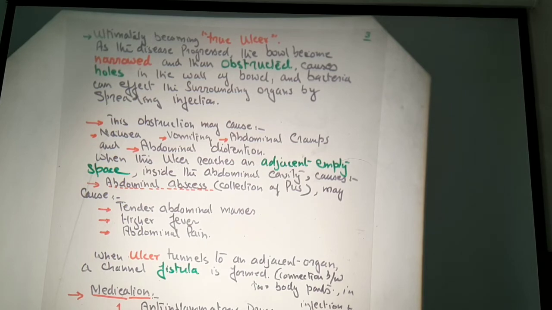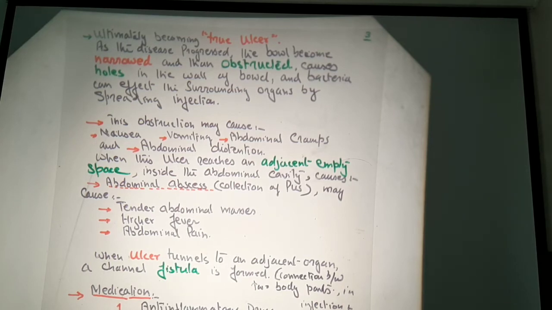So they aggravate the formation of the ulceration in the bowel or the intestine. This obstruction may cause certain symptoms or disorders, that is, nausea, vomiting, abdominal cramps, and abdominal distension. Because due to the obstruction, there is nausea, vomiting, abdominal cramps, and abdominal distension.